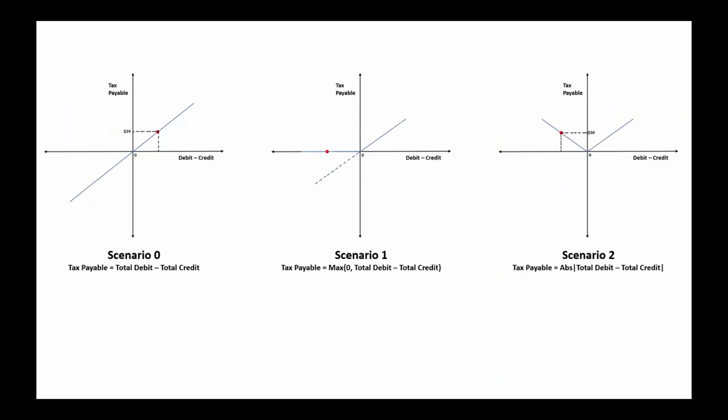Through these graphs, we can better understand the three scenarios which were discussed. Scenario 0 is pretty straightforward. The tax payable is total debit minus total credit. On the y-axis is the tax payable and on the x-axis is the difference between total debit and total credit. As you can see, if the debit is greater than the credit, then you pay a certain amount of tax. And if the credit is greater than the debit, then technically you should receive money back from the government. However, in reality, such a scenario will not exist. Instead, if the credit is greater than the debit, then it will just be offset to 0.